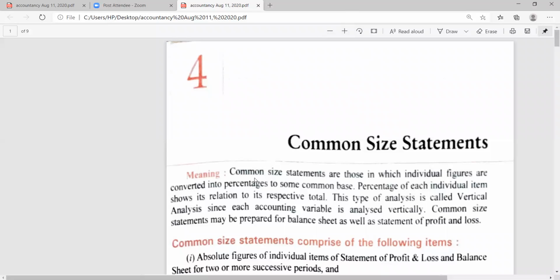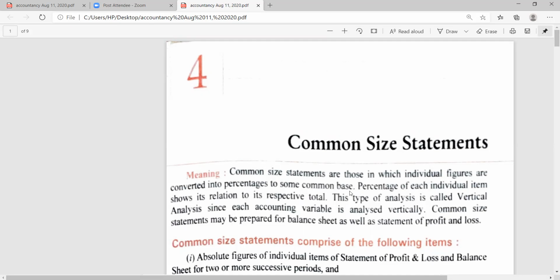Let's see the meaning, what the author has written here. Common size statements are those statements in which individual figures are converted into percentages of some common base. I want to make one thing more clear. In the common size statement, 2 or more than 2 years of data can be taken altogether, or only the individual year's figures, only 1 year's figures, can be considered and analyzed on the basis of a common base.